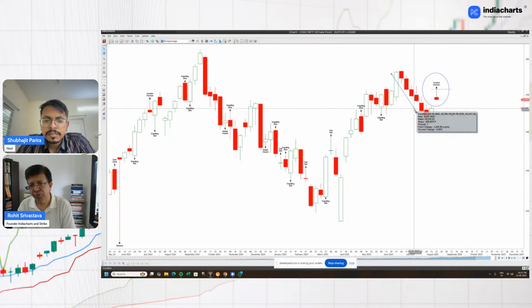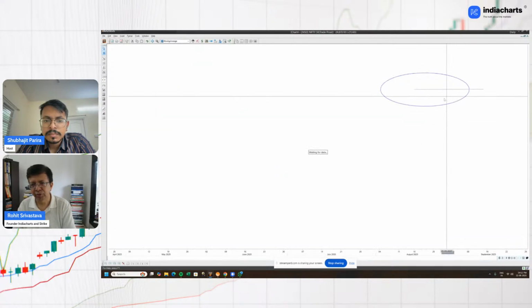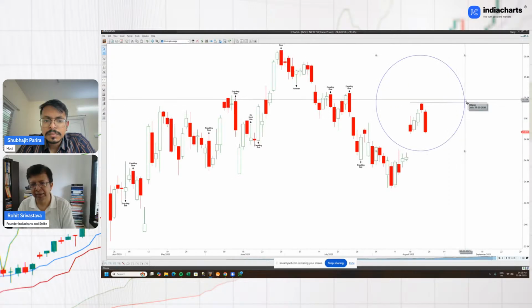Of course, it's just one day red candle on the daily chart, so for some people you may say it's early to say. You can wait for the RMI to give a sell signal and all that, but this is what it is.